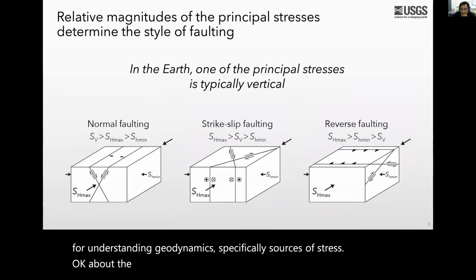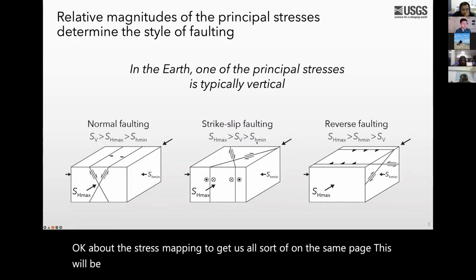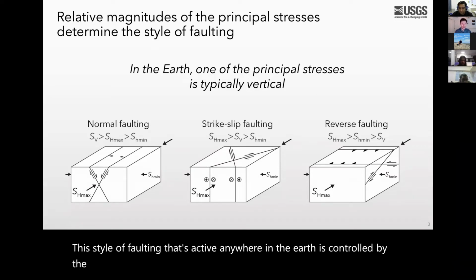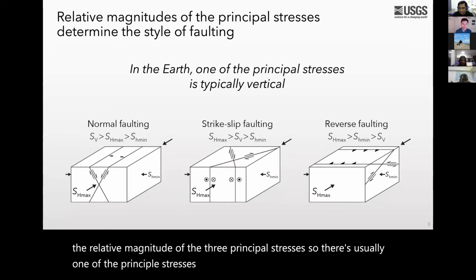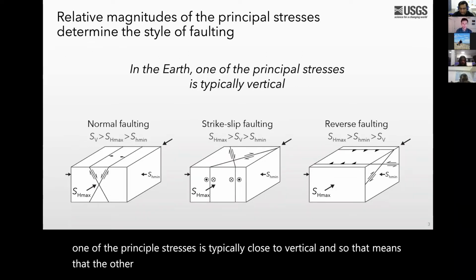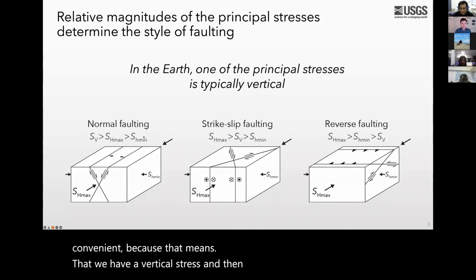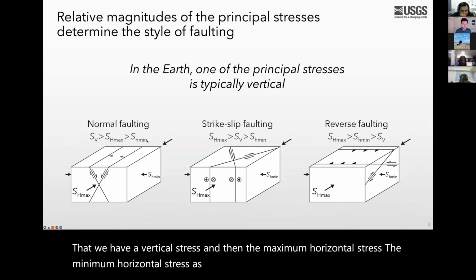To get us all on the same page, this will be familiar to many of you. The style of faulting that's active anywhere in the Earth is controlled by the relative magnitude of the three principal stresses. Usually one of the principal stresses is close to vertical, and so the other two are usually close to horizontal. That's quite convenient because that means that we have a vertical stress and then the maximum horizontal stress and the minimum horizontal stress, SH max and SH min.